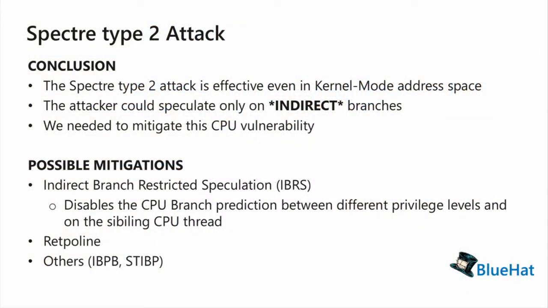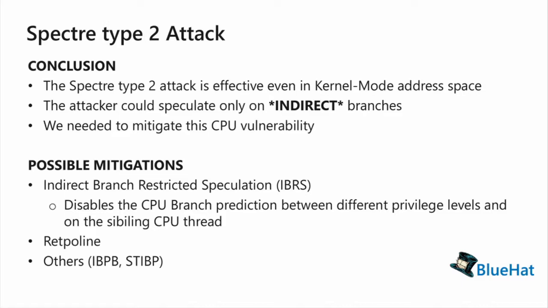Okay, I'm sorry if I've been too fast, but as I said, this talk is not about Spectre. Basically, we got some conclusions. The conclusion is that the Spectre type 2 attack is effective even in kernel mode address space. One important thing about this attack is that the attacker can speculate only on indirect branches and not on direct ones. If you have direct branches, this attack is useless.